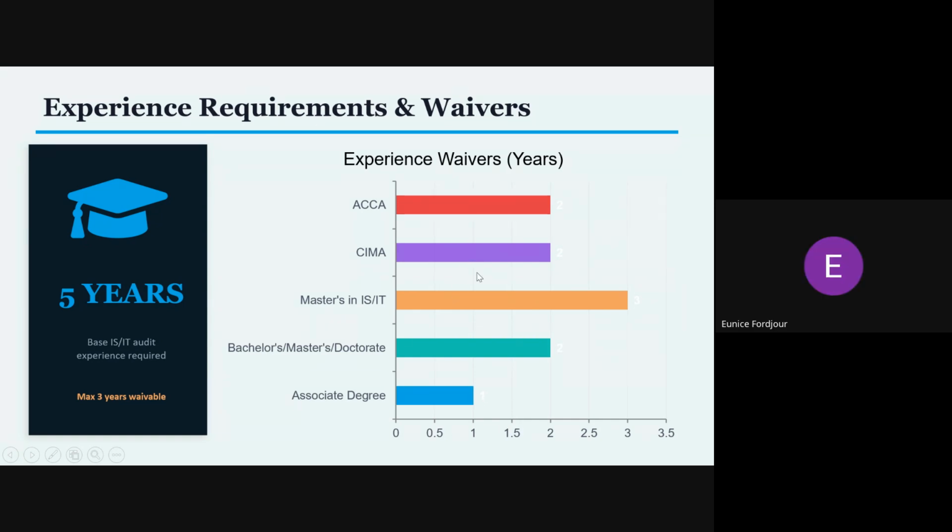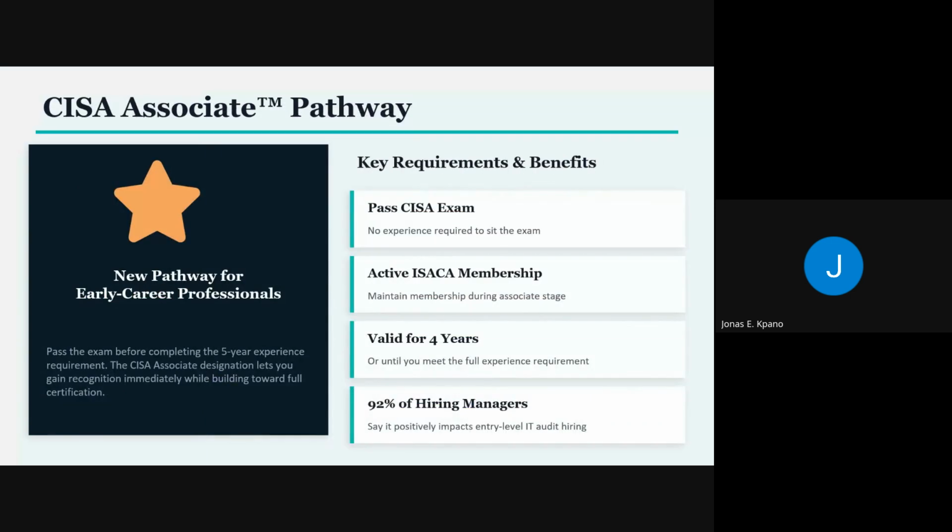Yes, I have a bachelor's degree. So I think it would waive 2 years off. Then the 5 years becomes 3 years. Now, depending on your background, you may be able to waive and meet the requirement. But if you don't have the 3 years, I think ISACA has also introduced the CISA associate.